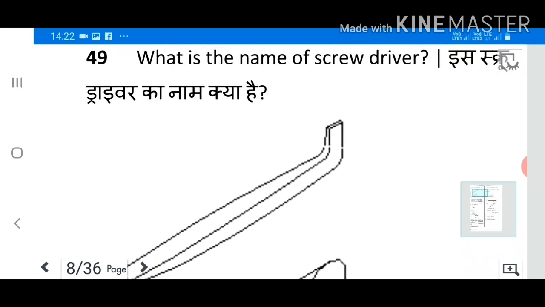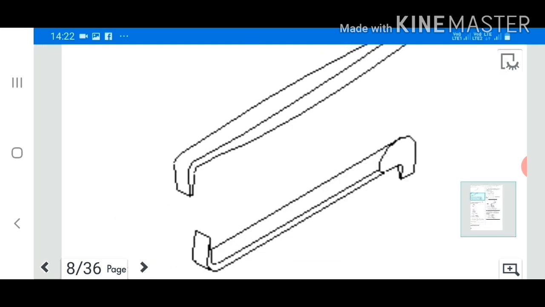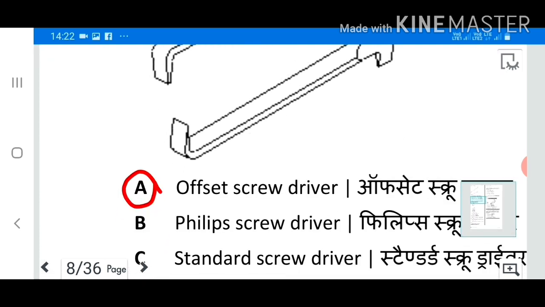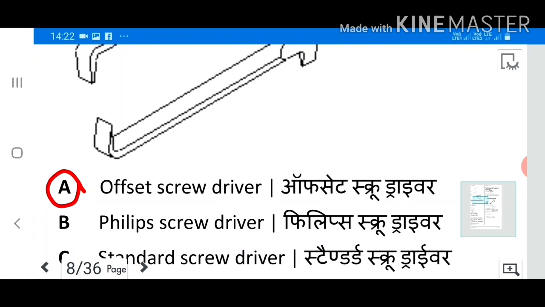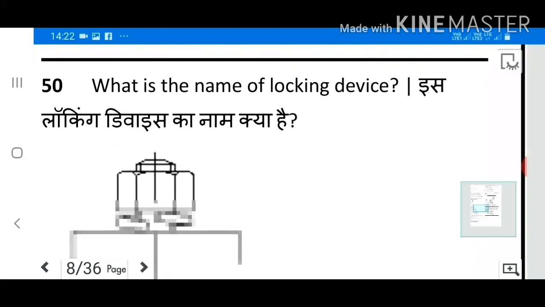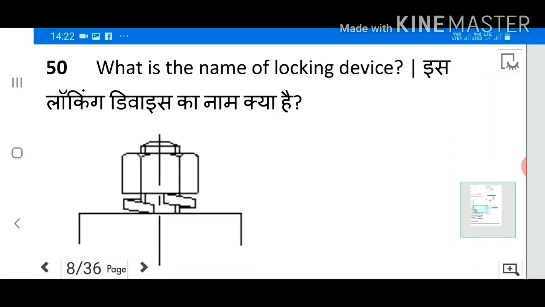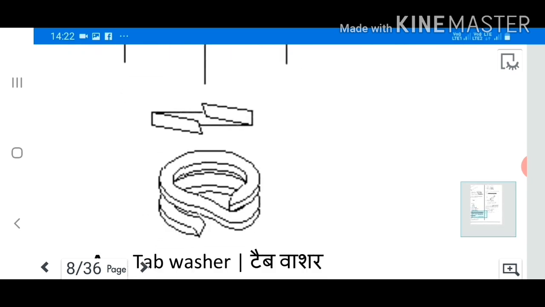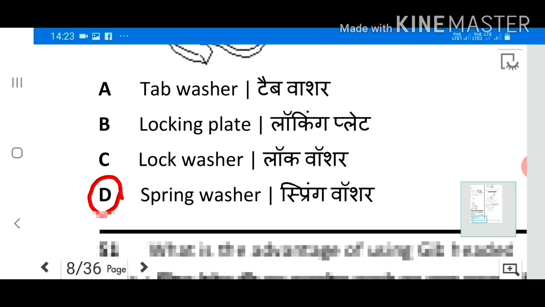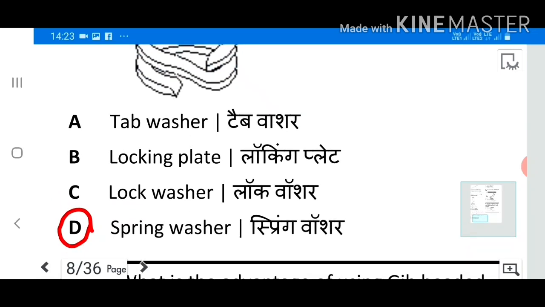49. What is the name of screwdriver? Answer A. Offset screwdriver. 50. What is the name of locking device? Answer D. Spring washer.